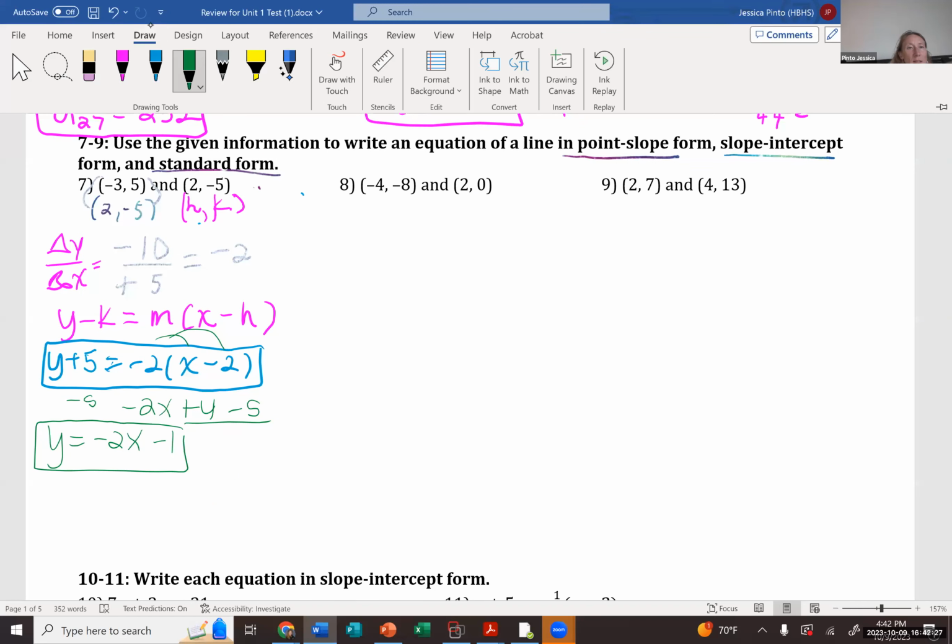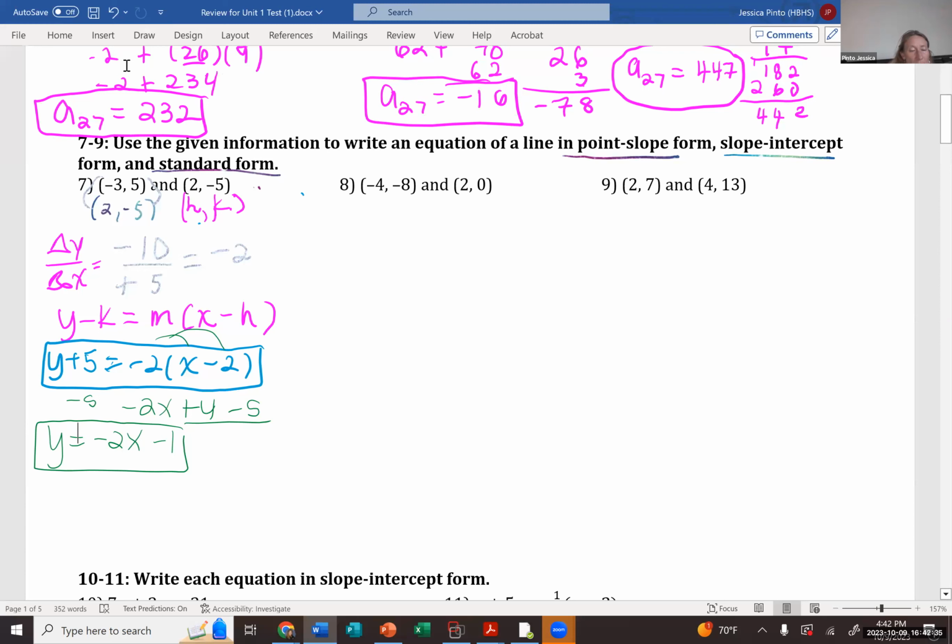The last one is standard form. Is this A? No, that's the letter y. Is this A? No, that's the equal sign. Then which one's A? Oh, we don't see an a in this equation. So that's where it says ax plus by equals c. A and b are whole numbers.